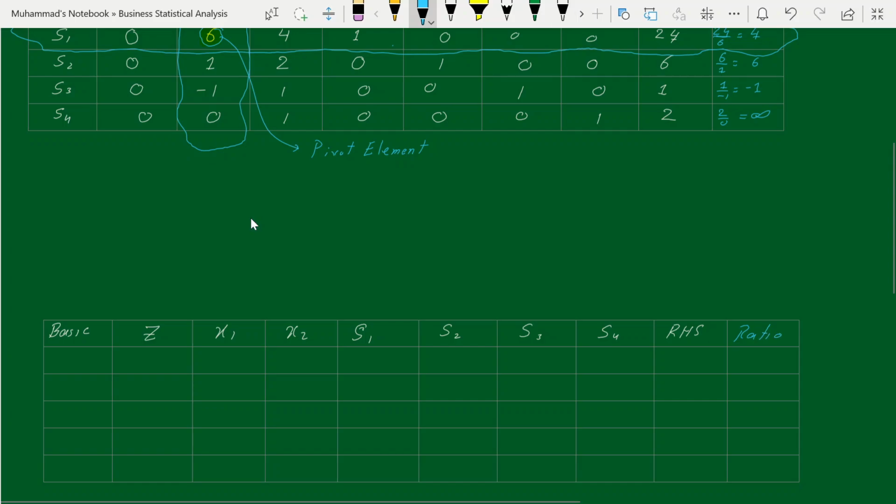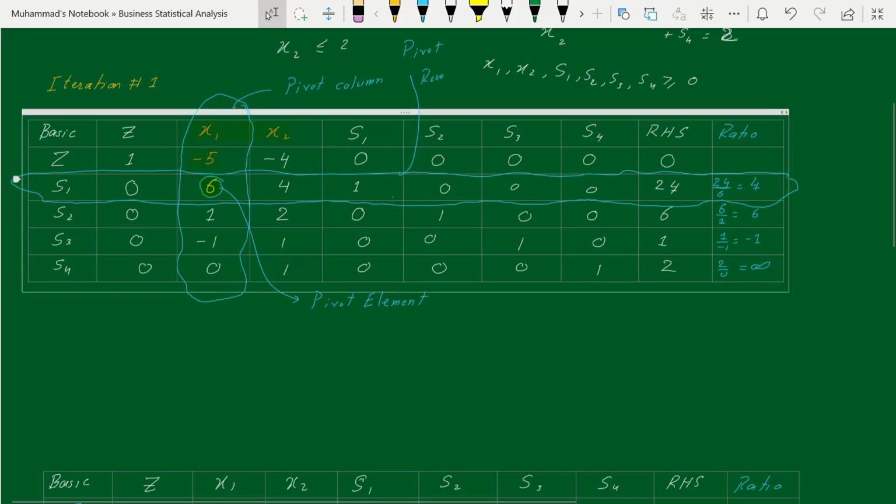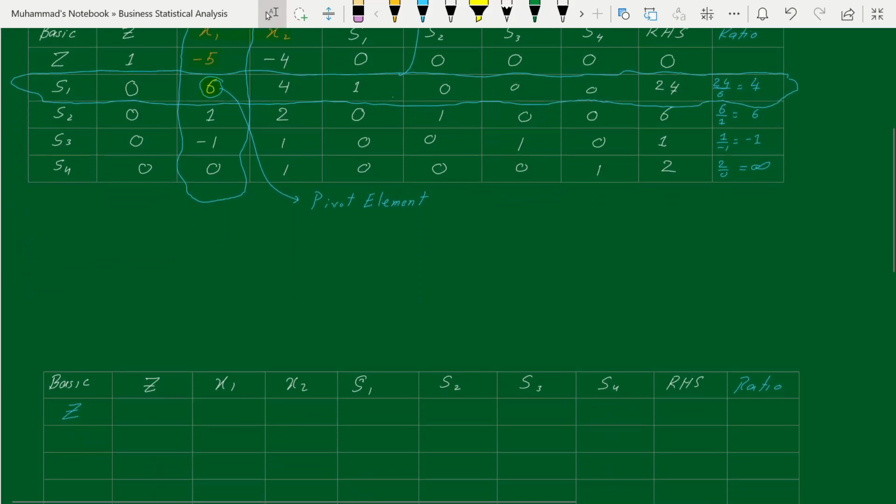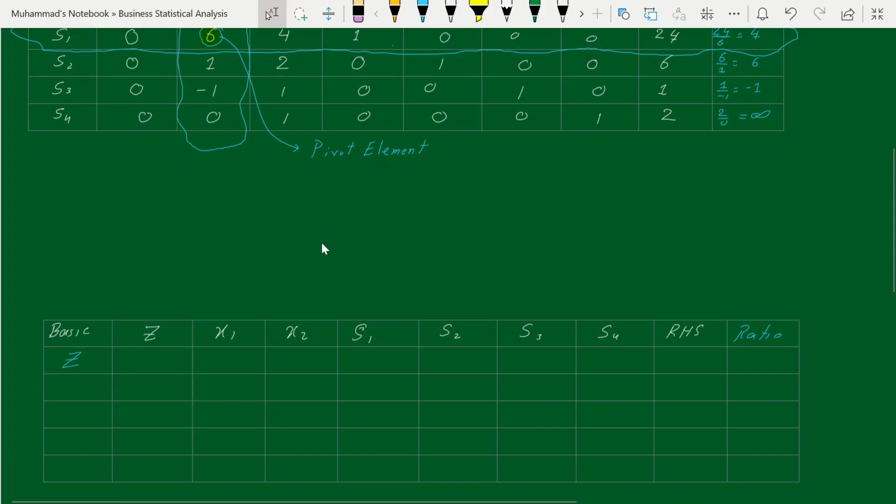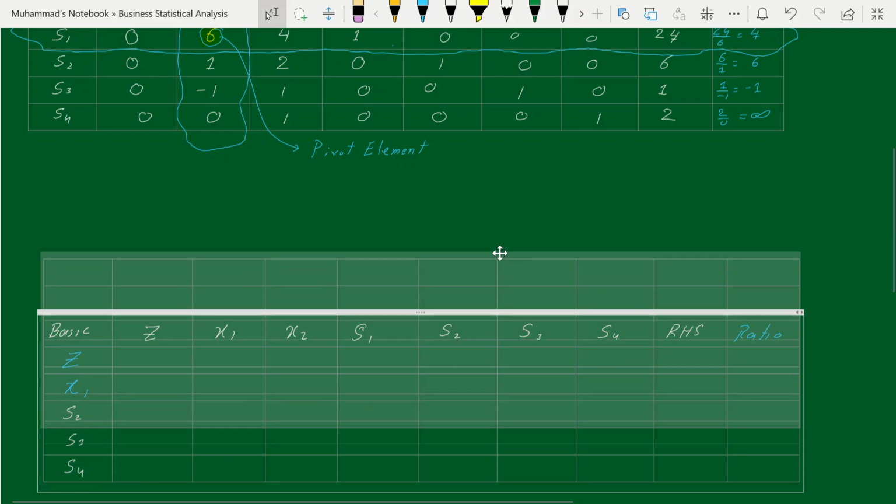Similarly, here is z. Now you will see that s1 was the leaving variable and x1 is the entering variable. So here I can write down x1, and I can use this color for x1. Then we have s2, which is the same thing, s2, s3 and s4.